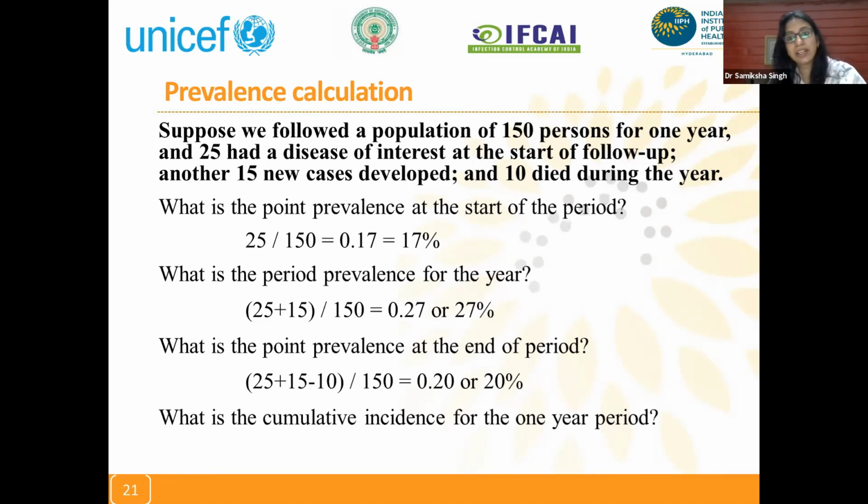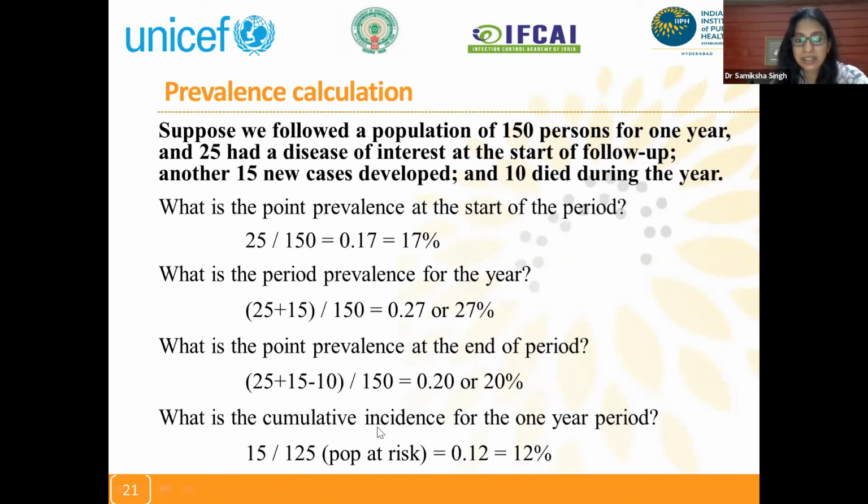Can you calculate cumulative incidence in this example? Cumulative incidence is for new cases. So new cases are 15, but the catch here is that population at risk is only 125. Out of 150 people, 25 already had the disease. So they are not at risk. How many people are at risk? 150 minus 25, that is 125 who are at risk, and then you calculate your cumulative incidence. So you have to be careful when you look at your numerator and your denominator.